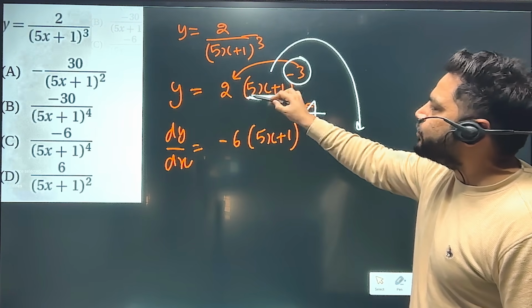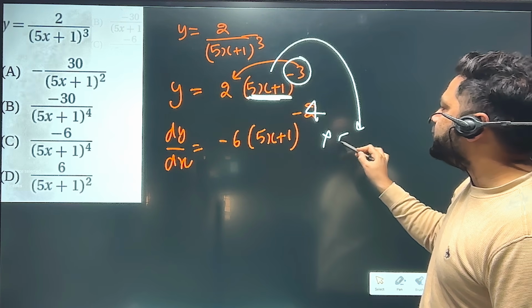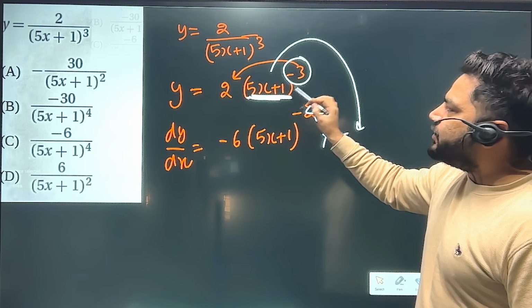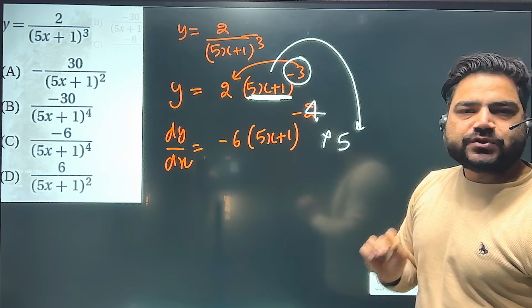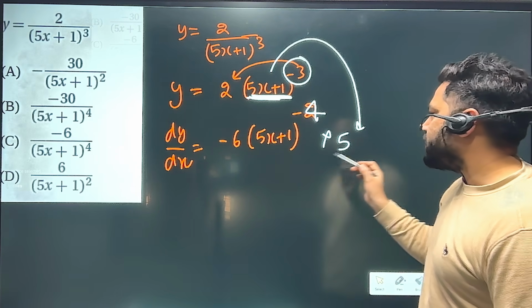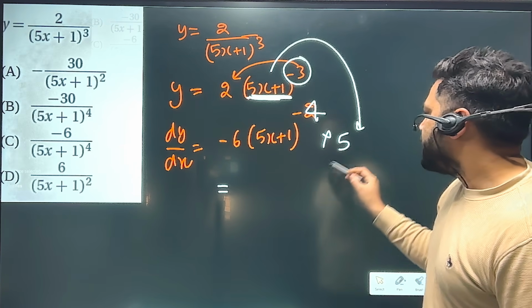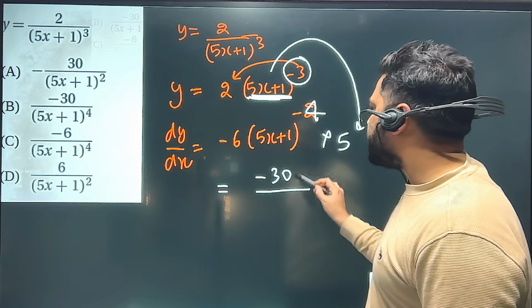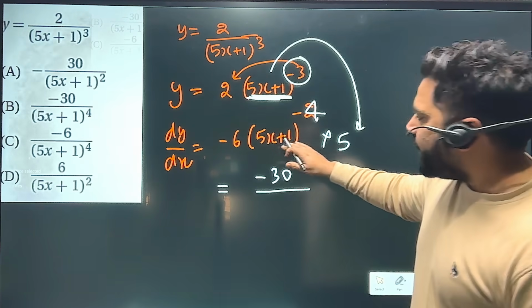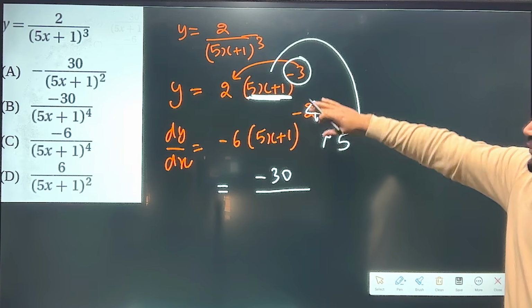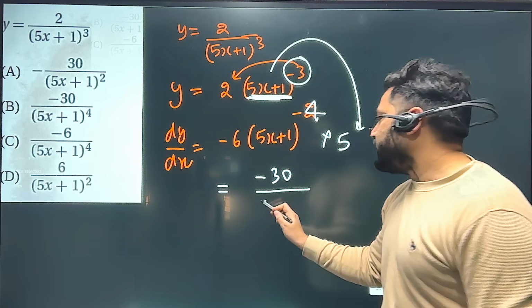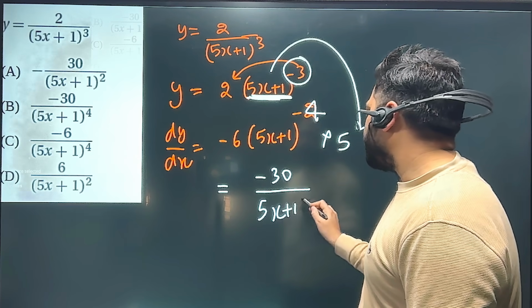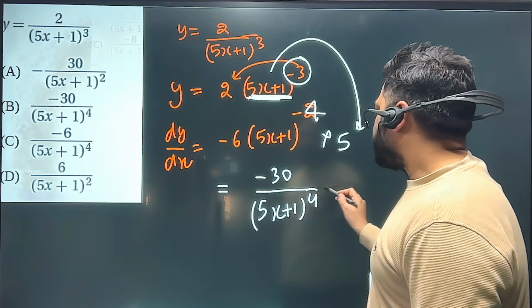So do the derivative of 5x plus 1. The derivative of 5x is 5, plus the derivative of 1 is 0, because plus 1 is a constant. The derivative of a constant is 0. So now the answer is there. This 5 and minus 6 will multiply, it will be minus 30, and this (5x plus 1) power is minus 4, you can take it down. So it will be (5x plus 1) power 4. So I think this is our answer.